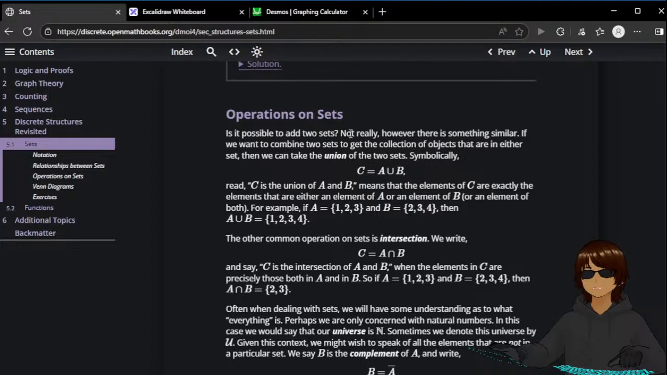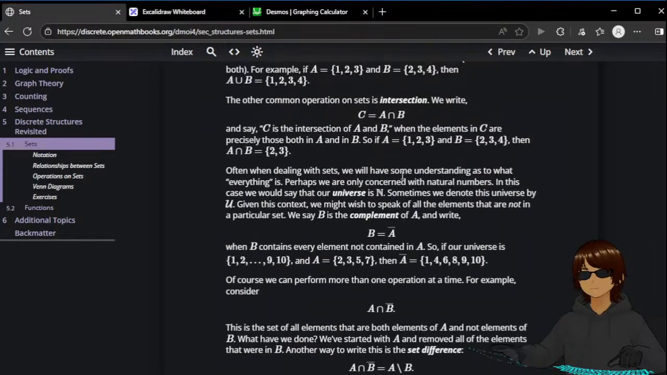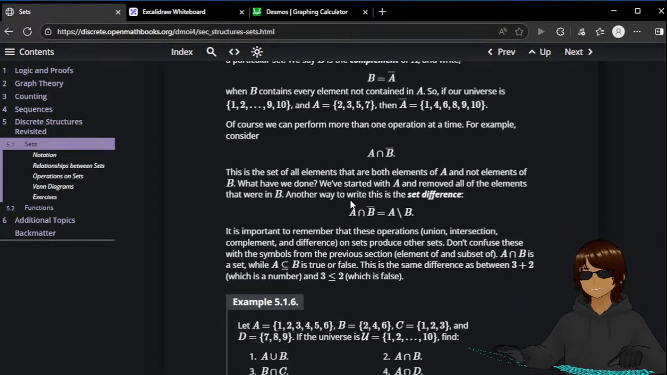Is it possible to add two sets? Not really. However, there is something similar. We want to combine two sets to get a collection of objects that are in either set. Then we can take the union of two sets. Symbolically, it's A union B. Then we have the complement, the intersection. Set difference is A intersection not B, and that's this.